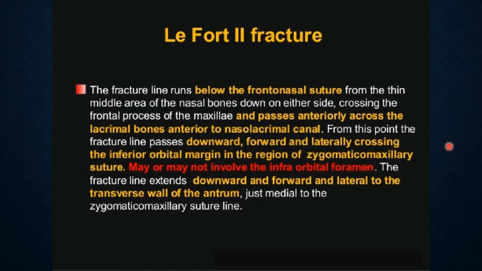From this point, the fracture line passes downward, forwards, and laterally, crossing the inferior orbital margin in the region of the zygomatico-maxillary suture and may or may not involve the infraorbital foramen. The fracture line then extends downward and forward and lateral to the transverse wall of the antrum, just medial to the zygomatico-maxillary suture line.